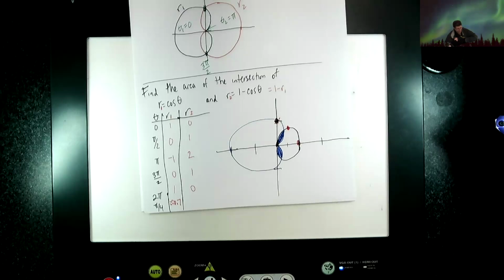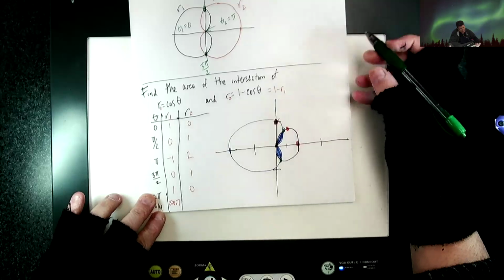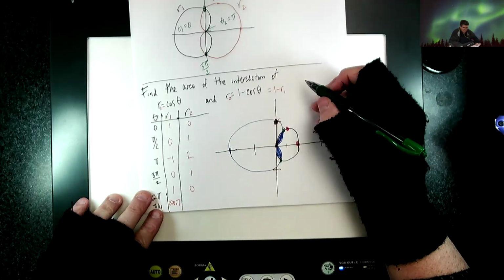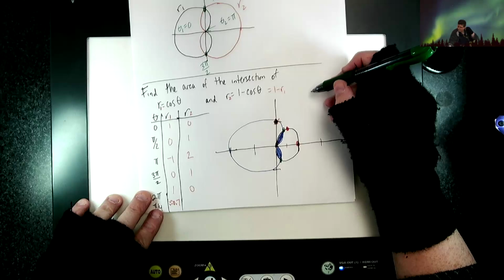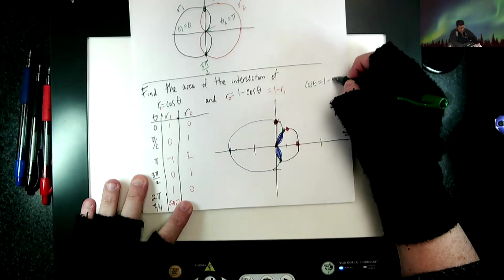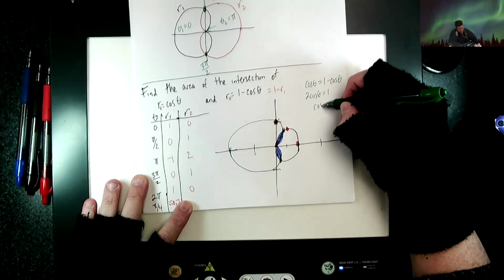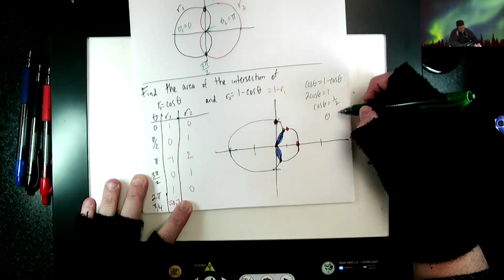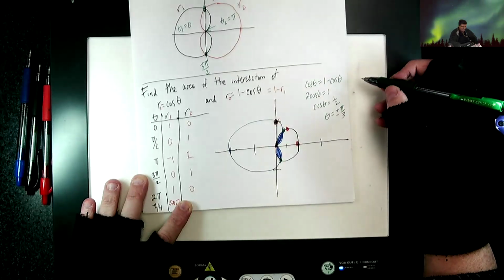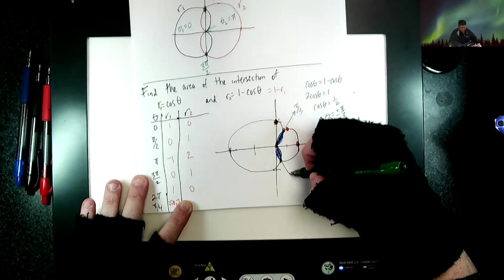Let's set them equal to each other and see if we get angles that look like these points of intersection. So cosine theta equals 1 minus cosine theta. 2 cosine theta equals 1. Cosine theta equals 1/2. Theta is plus or minus pi over 3. That looks about right. Pi over 3, and if I drew it a little bit better, negative pi over 3.